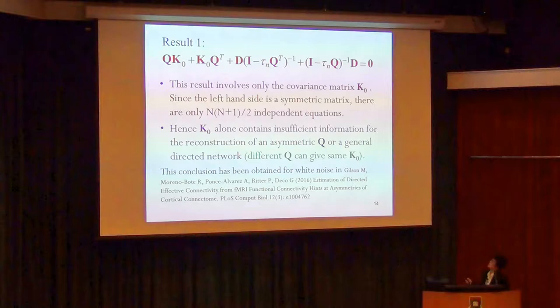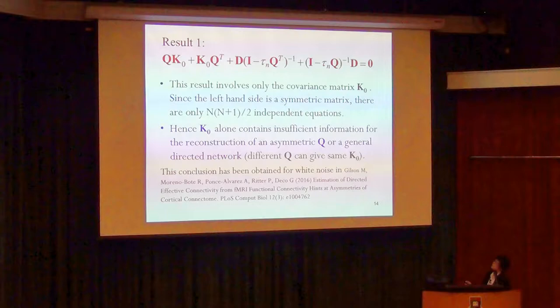That can be seen from this result, as I mentioned. You can see this result involves only K0. This is a matrix equation involving K0, and K0 obviously is a symmetric matrix. But our matrix of interest, Q, or in the general case the network, remember, will be related to our G and Aij. So the adjacency matrix itself for the network of interest is asymmetric. But your K0 is only a symmetric matrix, so you don't have enough equations to get the variables that you want. Basically, you can see immediately that K0 alone does not contain sufficient information for the reconstruction of a general asymmetric Q.